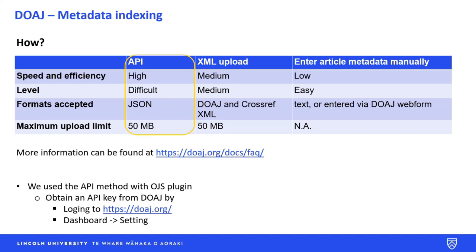How to upload metadata? There are three methods: using API, or upload XML files, or you could also enter article metadata manually. You can find more information about those three methods from DOAJ's website. For us, we used the API method with an OJS plugin. So first, we obtained an API key from DOAJ by logging into our DOAJ account and then going to dashboard and then settings.